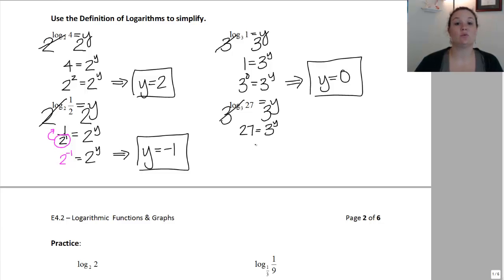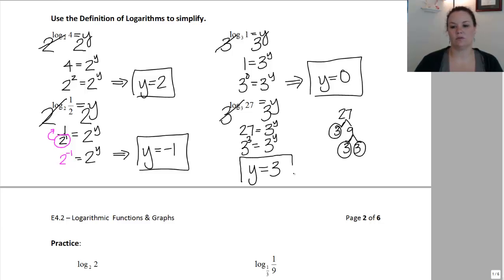27 is the same as 3 cubed. If you're not sure, you can go over here to the side and prime factor 27. 27 is 3 times 9. 9 is 3 times 3. So notice here I had 3 copies of a 3, so 27 is 3 cubed. 3 cubed equals 3 to the y, which means when I cancel my 3's, that y equals 3.